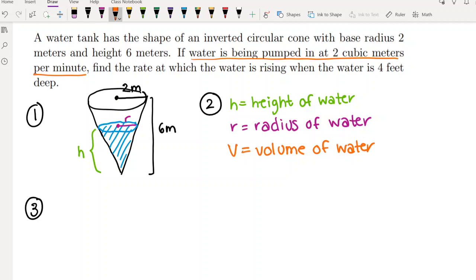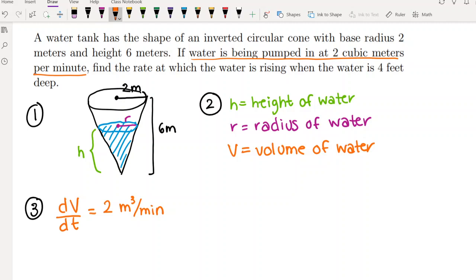I mentioned this in yesterday's video, but how can you tell that it's volume that's changing? I would really say it's the units. And if they were trying to describe the change in height, they would say something like water's being pumped in so that the height is changing at a certain rate. Anytime we're talking about an amount of air or an amount of water or any other kind of fluid, we're talking about volume. So the first thing we can say here is that dV/dt, the rate of change of the volume, is going to be equal to 2 cubic meters per minute.